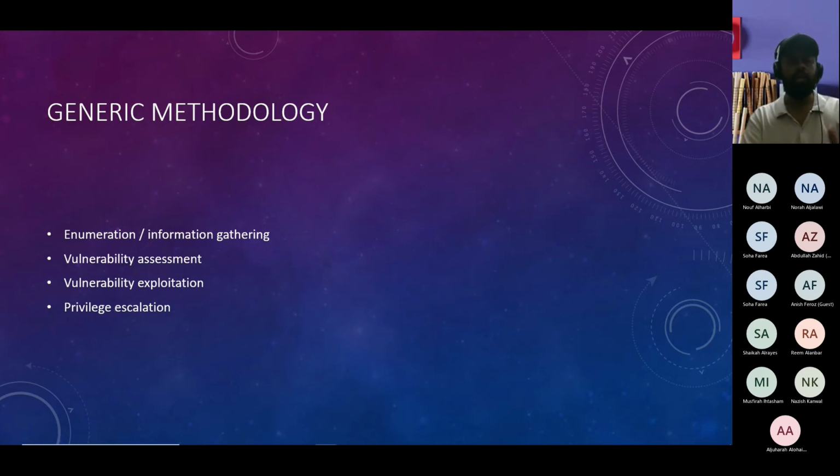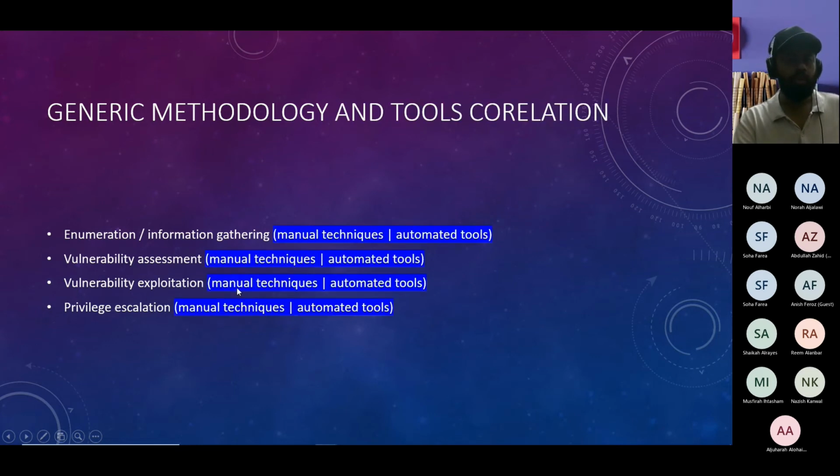If you have any questions on this broad methodology of VAPT, I will be happy to answer them, whether to clarify privilege escalation or exploitation and assessment. Okay, then we will move forward.